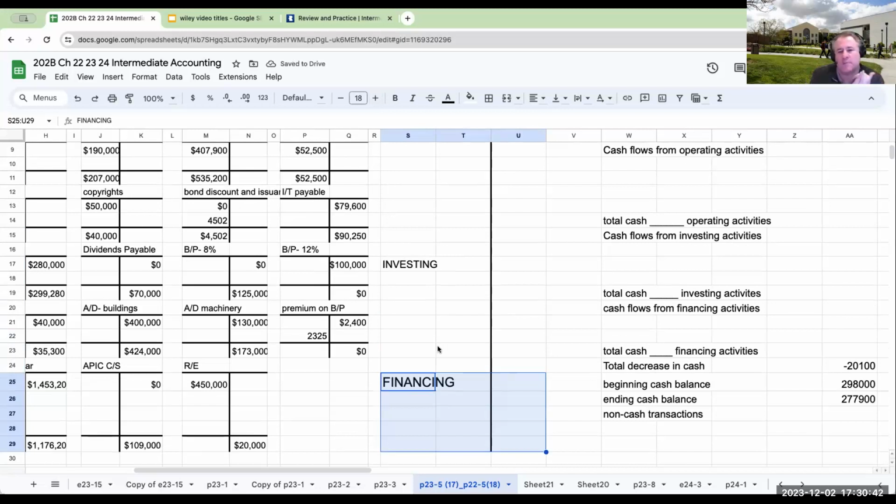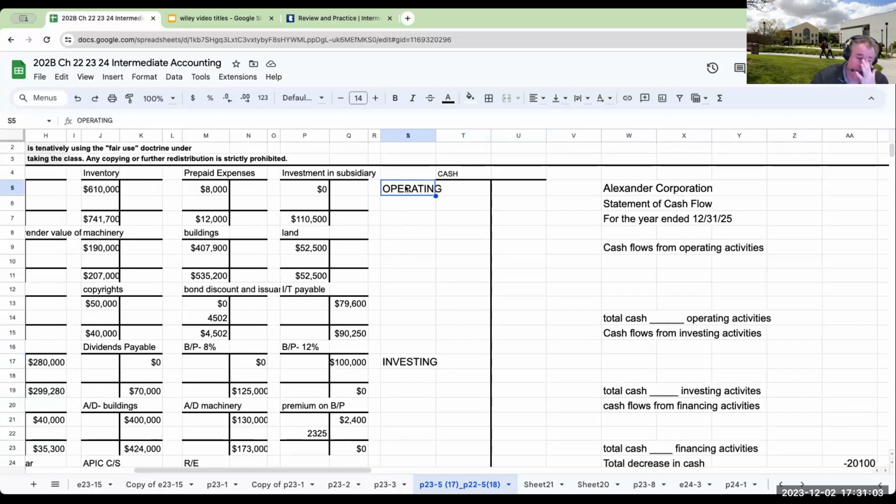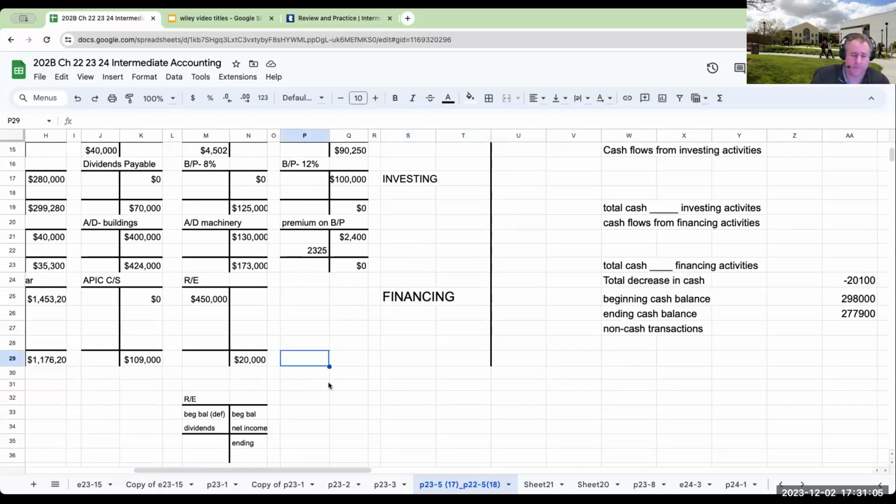Financing is if I buy my own stock, if I sell my own stock, if I sell bonds, if I redeem bonds, and if I pay cash dividends. Those will all go into financing. Investing is buying or selling equipment, patents, those kinds of things. Operating is pretty much going to be everything else.